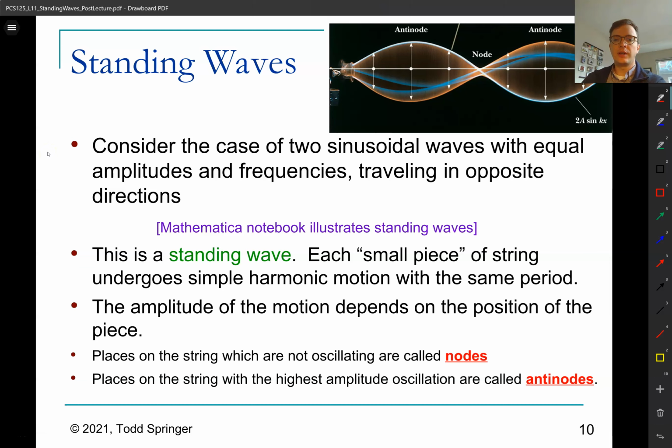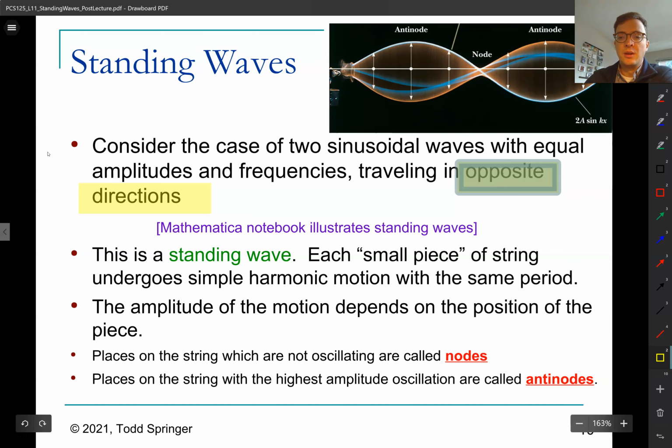Okay, so let's try to describe this standing wave mathematically. Let's consider the case of those two sinusoidal waves, equal amplitudes, equal frequencies, traveling in opposite directions. That leads to a standing wave. That's what we saw from that simulation.